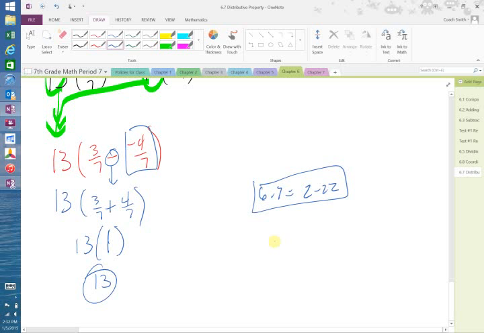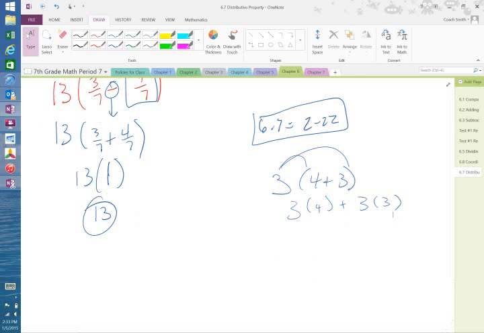So number 2 says 3 times 4 plus 3. Which one of those, A, B, C, or D, would be the equivalent expression? In other words, they want you to go to the next step of distributive property and come up with an equivalent expression. So which one would it be, Christina? D. D as in dog. Okay, so number 2 is D. Because you distribute, and that's 3 times 4 plus 3 times 3.